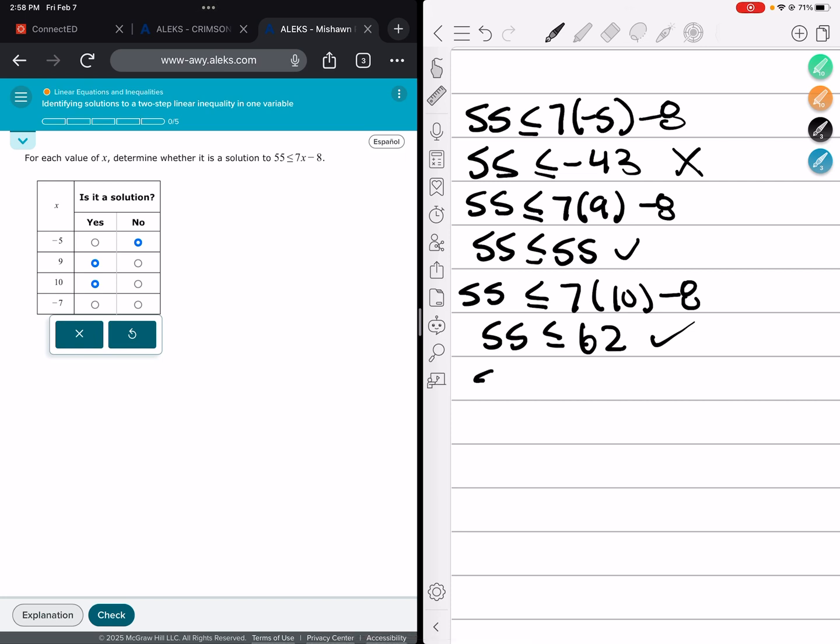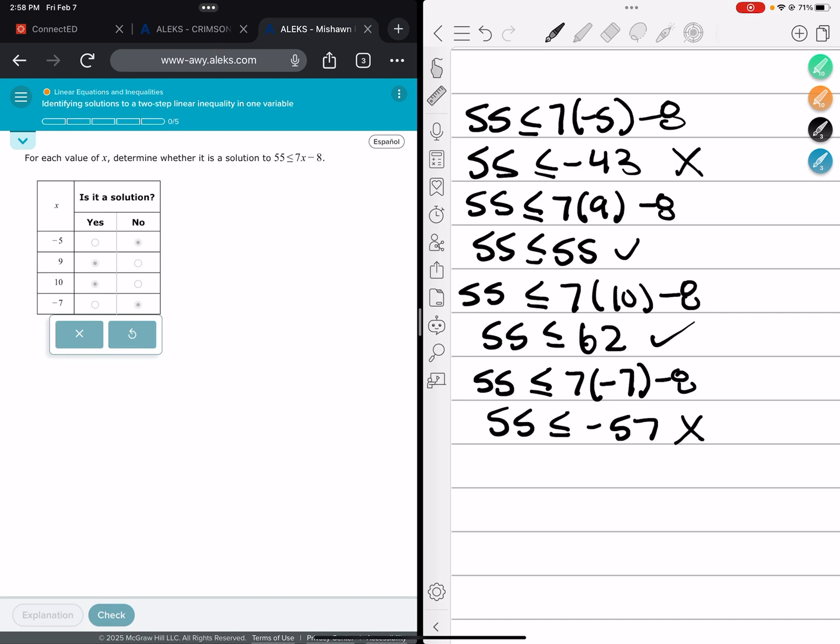And then last one, I get 55 is less than or equal to 7 times negative 7 minus 8, which when I do that, I get 55 is less than or equal to negative 57, which again, that's not a true statement, so we can select no, and we can check that.